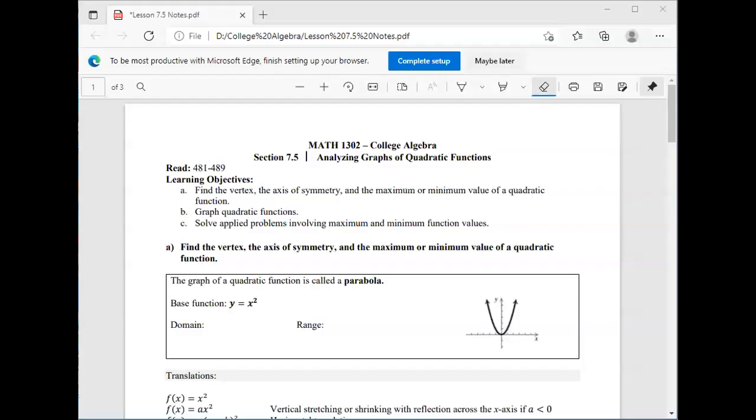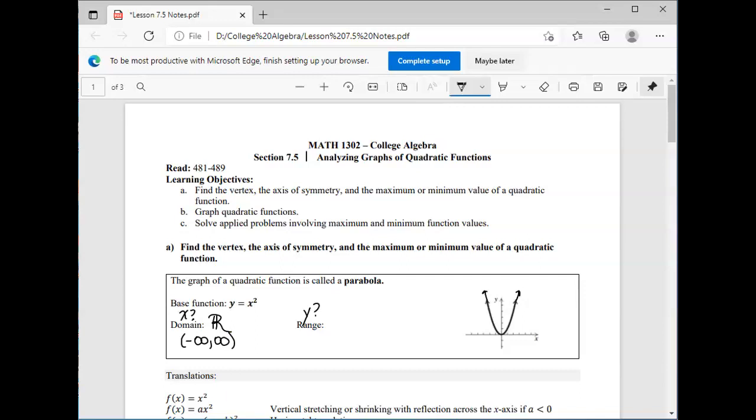Okay, so it says the graph of a quadratic function is called a parabola. We already know this. It has a base function of y equals x squared. We have talked about the fact that the domain is talking about what can x be, and this parabola is going to keep getting wider and wider and wider in both directions. And when that happens, your domain is all real numbers, or you could say from negative infinity to positive infinity, right? All real numbers.